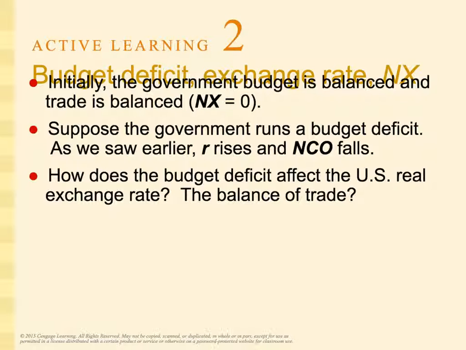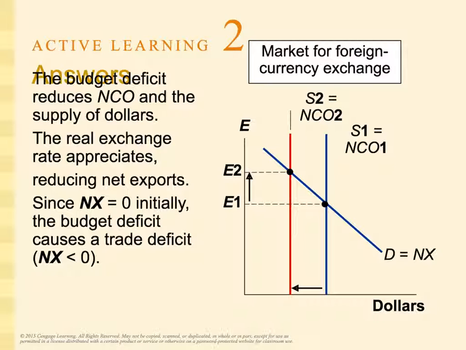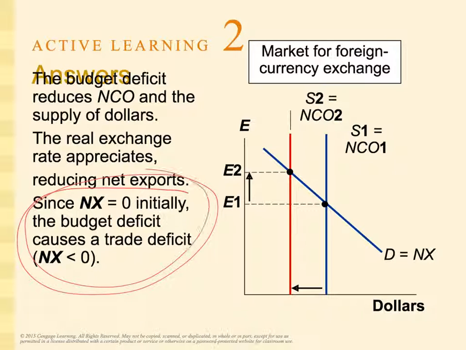So again, this is what we're furthering on in this particular problem, and as we have already said, net capital outflow does in fact decrease, which causes the real exchange rate to appreciate, and so that makes U.S. goods more expensive in foreign markets, and so that reduces the amount of exports that we have, and the budget deficit then causes a trade deficit.